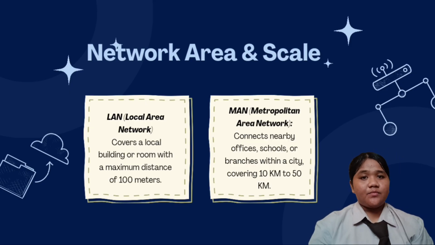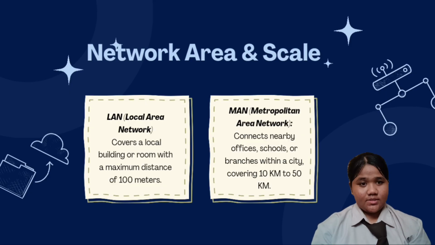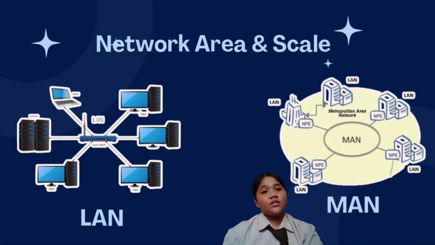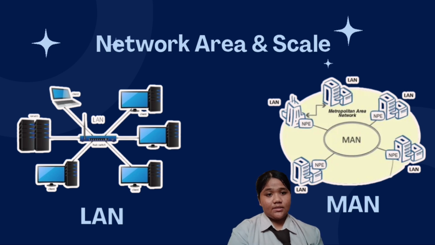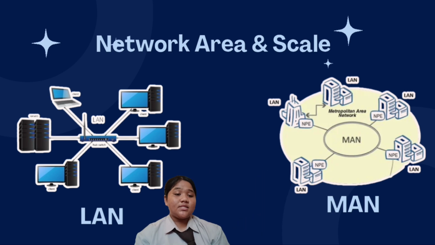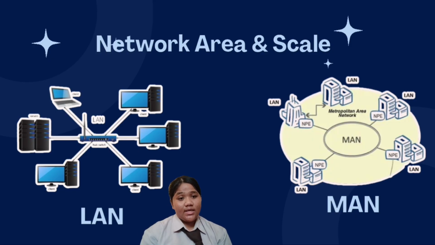If we scale it up to cover a whole city, it becomes a MAN or Metropolitan Area Network, covering 10 to 15 kilometers. A great example is the network of BPD Bali ATM machines across Singaraja City. All the ATM machines are linked together so they can update your balance instantly. A perfect example is the Wi-Fi network inside your house or the computer network inside our campus computer lab.